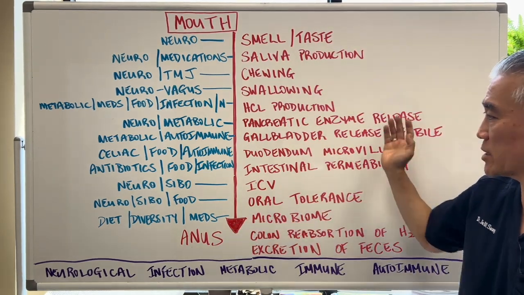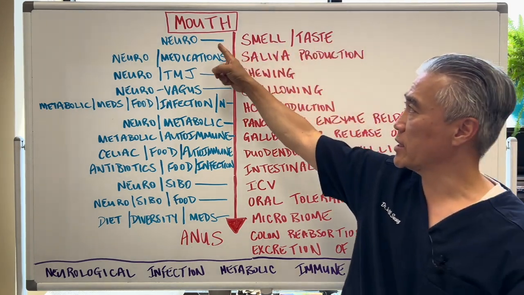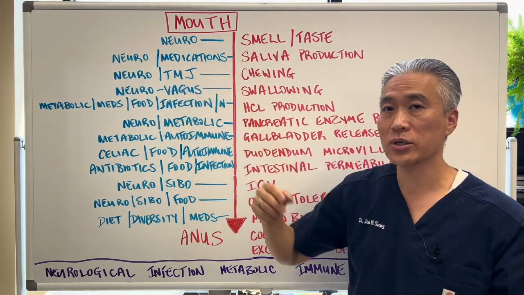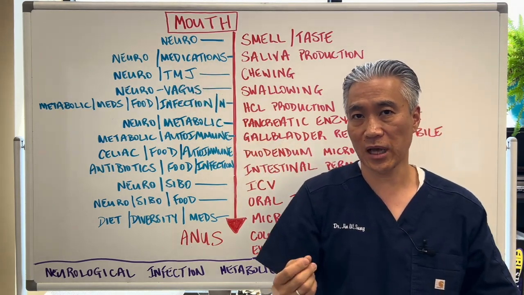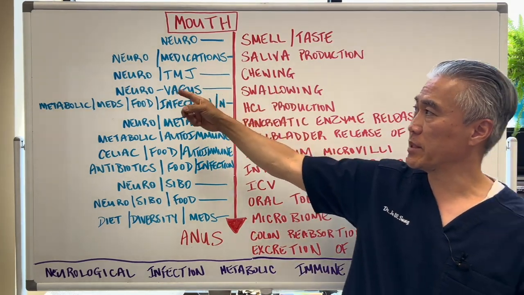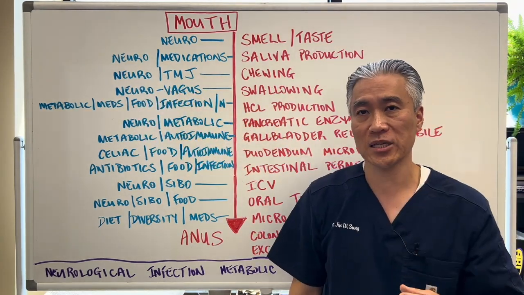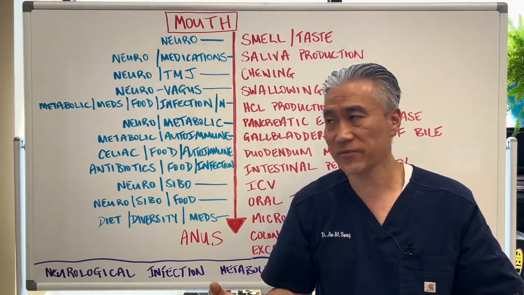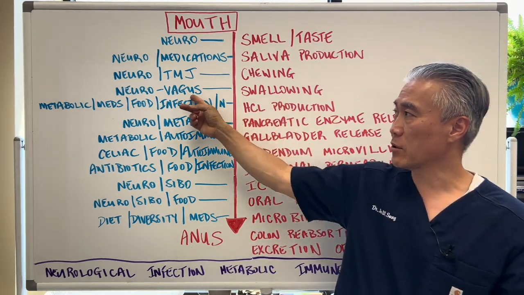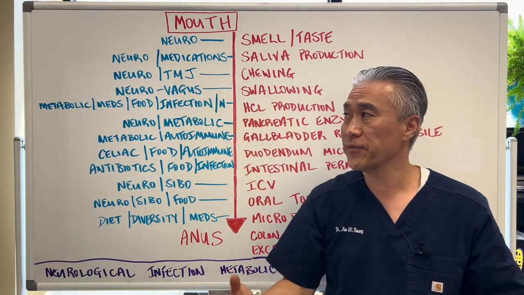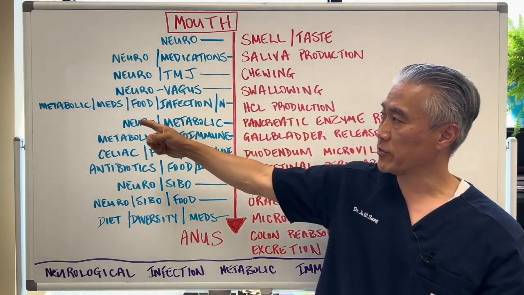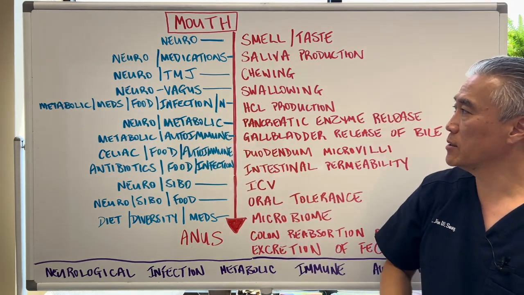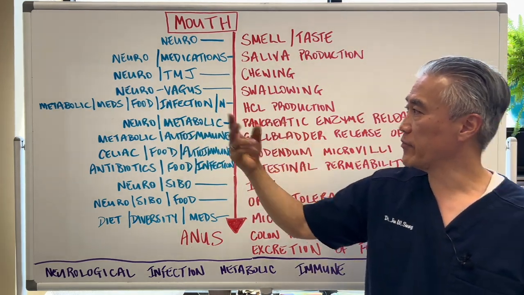Okay? So let's look at the mechanism again. Smell and taste is neurological. Saliva production can be neurological, or sometimes medication will prevent saliva production. Chewing can be neurological because muscles of mastication can be affected, and TMJ, or temporomandibular joint dysfunction. Swallowing can be neurological, especially with the vagus nerve. HCl production can be really metabolic, medications, food, infection, even neurologic. HCl production, let me give you an example.